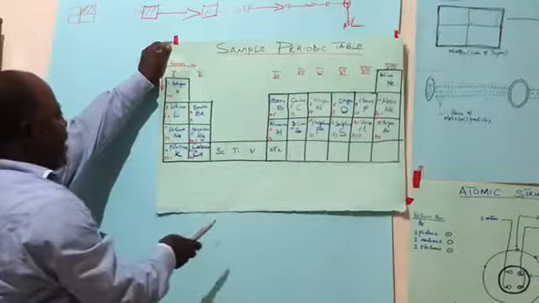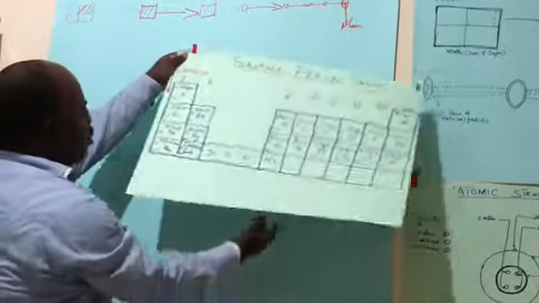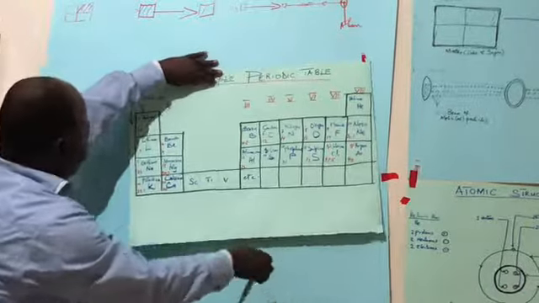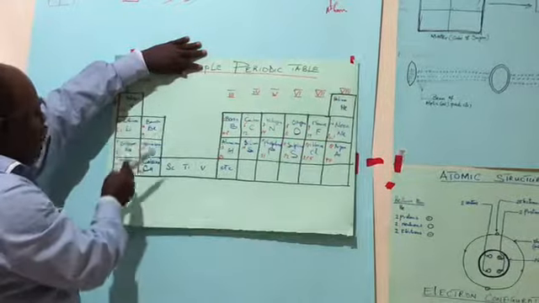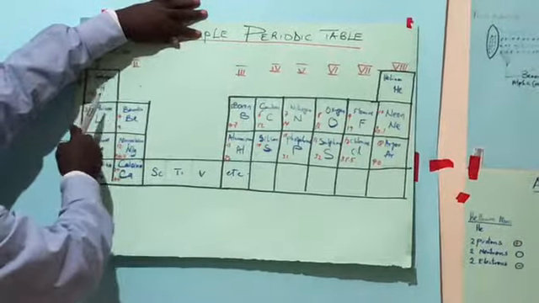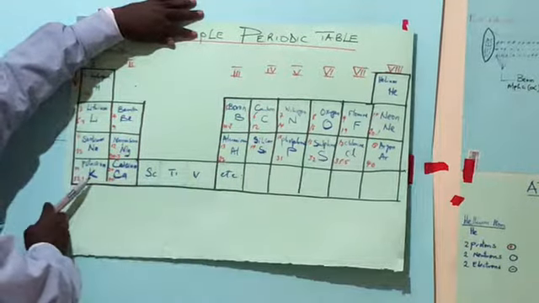Groups 1 and 2 are metals. If we say group 2 element, we are talking of beryllium, magnesium, calcium. Group 1 elements, we are talking of hydrogen, lithium, sodium, potassium.